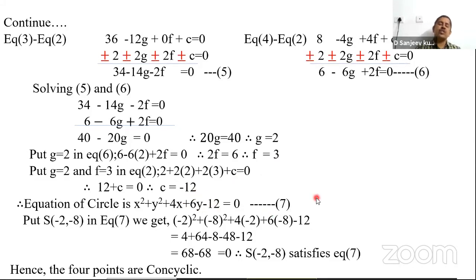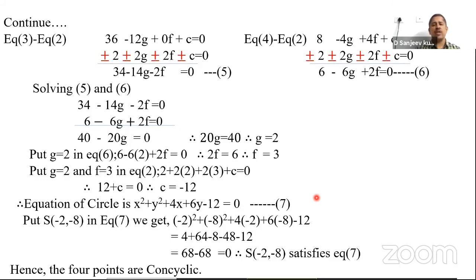Now, after getting the equation of circle, you take the 4th point, which you have not touched so far, and substitute it in the equation of circle which you got. If it is satisfying, then you say that the 4th point also satisfies the circle equation. So hence, the 4 points are concyclic.